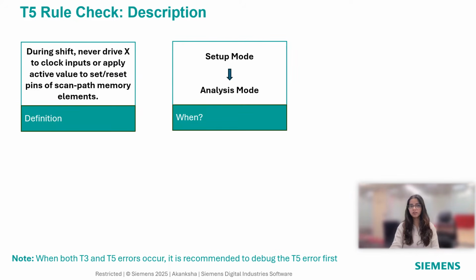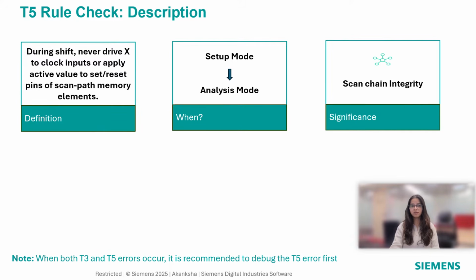When does T5 occur? T5 occurs when the tool transitions from setup mode to analysis mode during scan DRC checks. If a broken chain is detected during this transition, the tool halts in the setup mode and reports a T5 error.